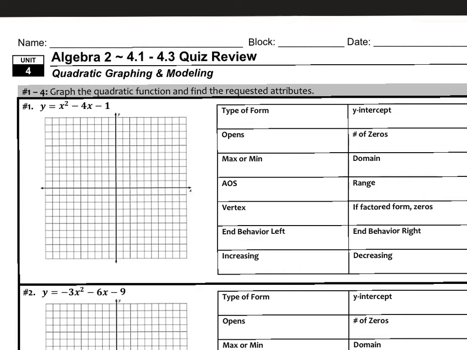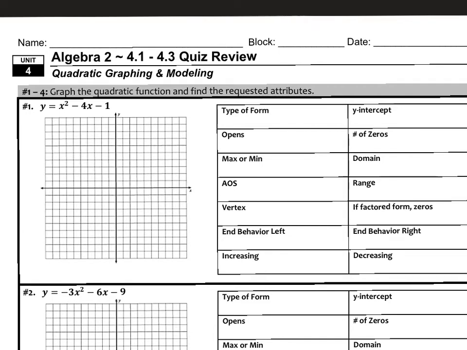Okay guys, in this video I'm just going to quickly go over the 4.1 through 4.3 quiz review, explaining how I'm getting each of the answers. I will not be taking time to show my calculator. I will not be doing a screencast. So if you need explicit directions on how to find each of the functions on the calculator, please go back and watch the 4.2, 4.3 video that is posted on Canvas that Ms. Campbell made for that lesson.